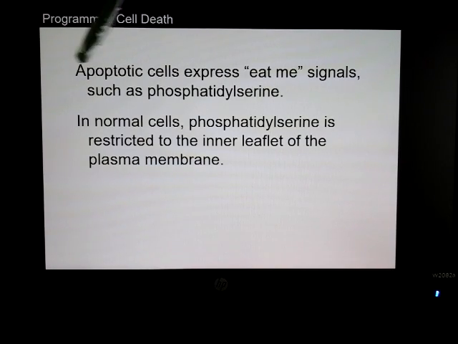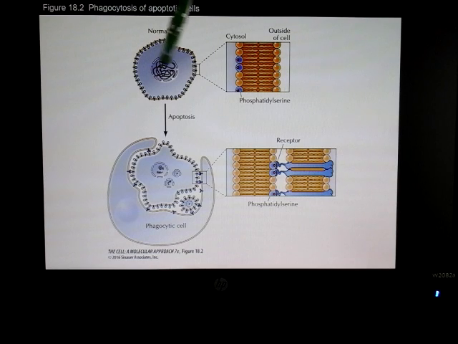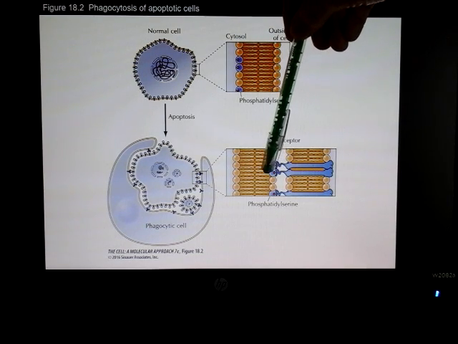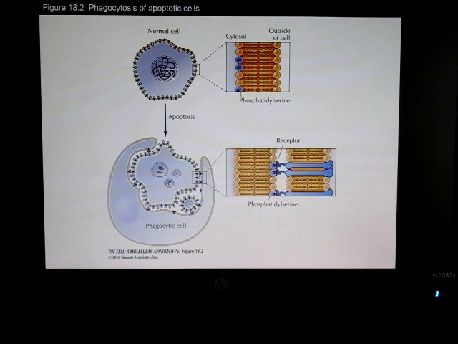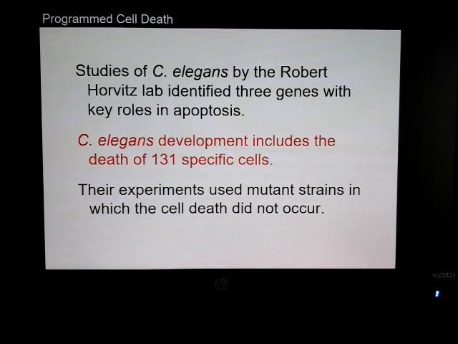So the apoptotic cells express eat me signals such as phosphatidylserine. Normal cells, the phosphatidylserine is really restricted into the inner leaflet of the plasma membrane. So as that membrane starts to break down then, guys, it signals the cells to kill themselves. So here's your normal cell, here's your phosphatidylserine. As the cell starts to undergo apoptosis, however, that serves as a signal to bind to other receptors, and then apoptosis is going to take place.